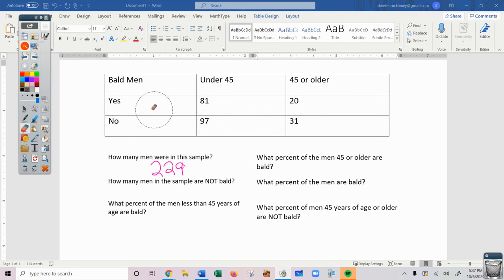Okay, the next question says, how many men in this sample are not bald? Whenever it's asking us to look at a question, we want to find the category that it's talking about. So this is talking about not bald. So here's our no. We then want everything that's still in that row. Once we find our no, we go all the way across. So we have 97 and we have 31. So we know we have 128 men who are not bald.